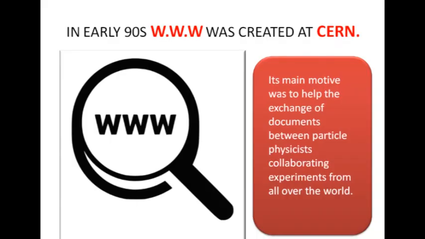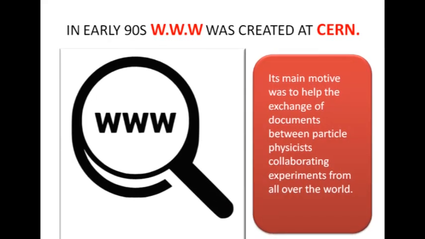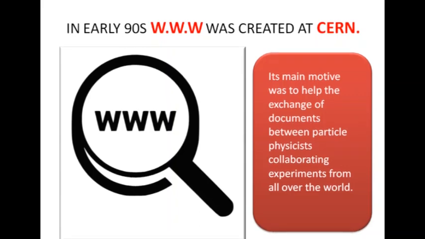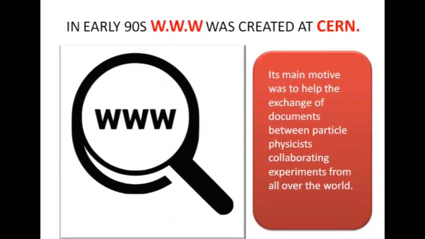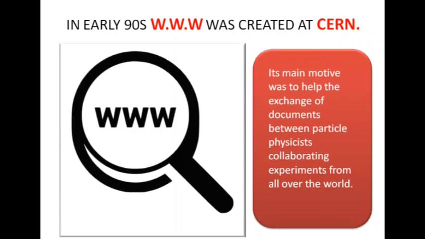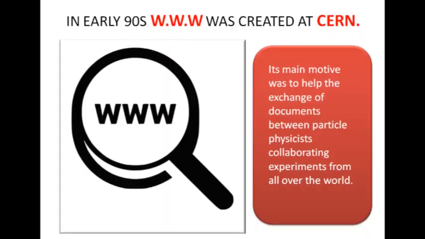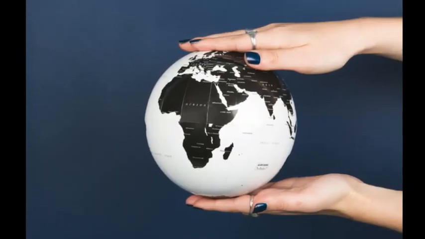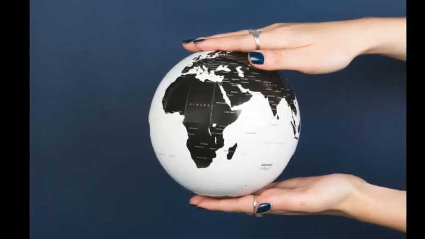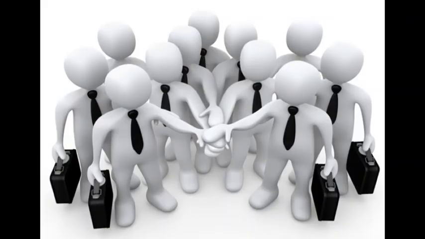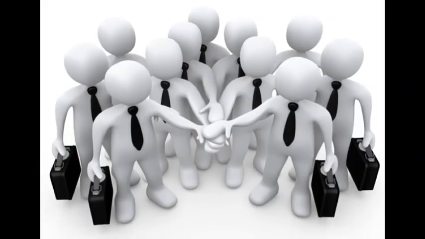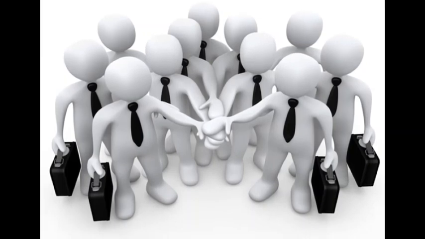So as you all might already be knowing about the World Wide Web, that is now abbreviated as WWW, which was created in the early 90s. And the reason behind its creation was to help the exchange of some documents between particle physicists of that time, who were collaborating experiments from different parts of the world. But no sooner this World Wide Web turned to cover every aspect of our lives. So this was a problem in the earlier times that was tackled very well by the people of that time.